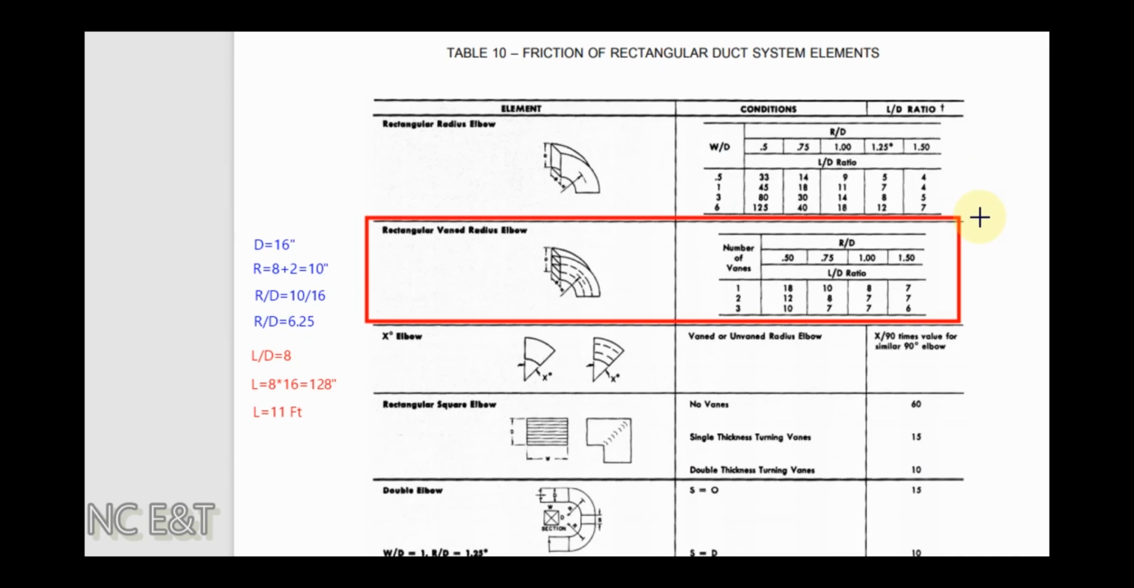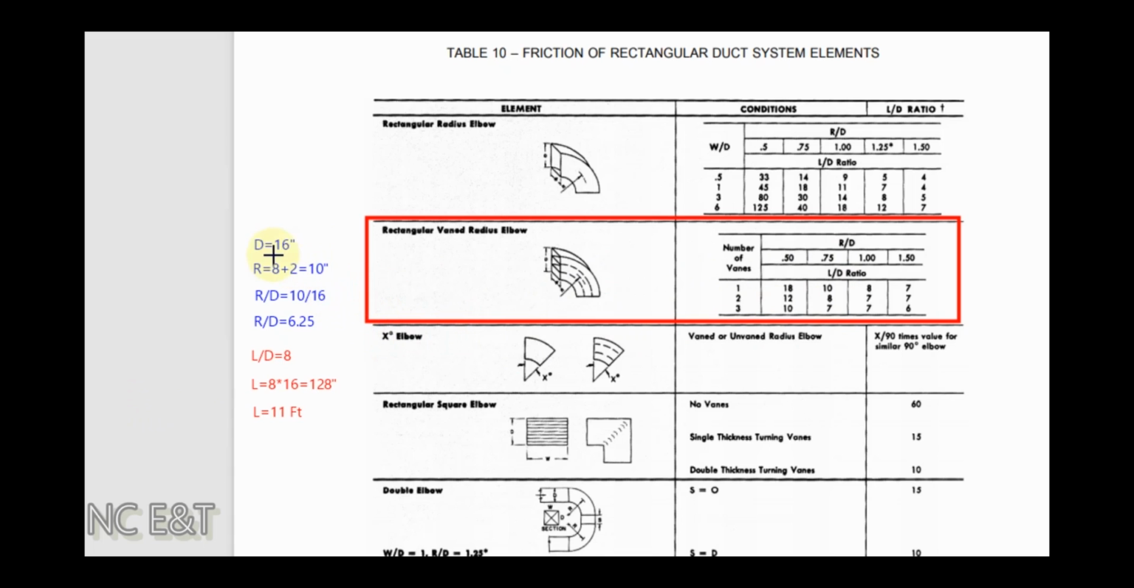Now we will calculate the equivalent length for the 90-degree elbow using the table 10 from the carrier handbook. Assuming short radius elbow, in our case the value of D equal to 16 inch. Assuming throat radius equal to 2 inch, then the value of R will be 8 plus 2 inch. Then the R/D ratio will be 6.25. Selecting the nearest value in this table, that is 0.75, and assuming number of vanes 2, then the L/D ratio will be equal to 8.